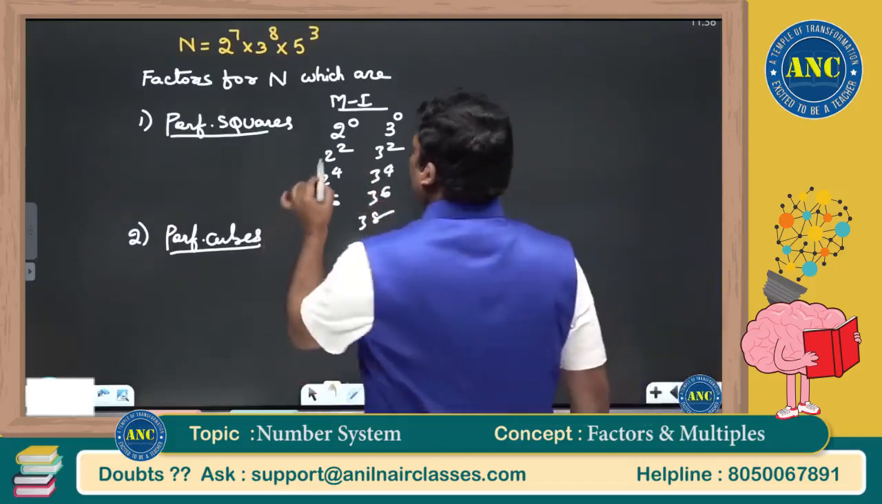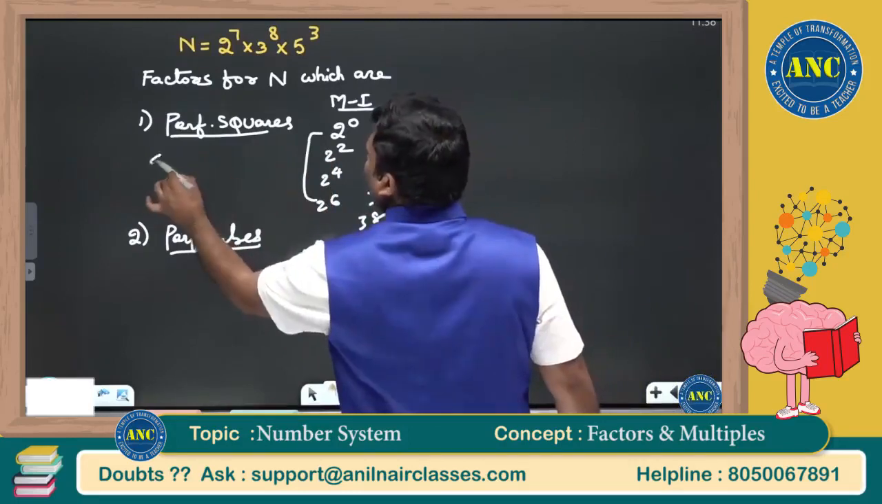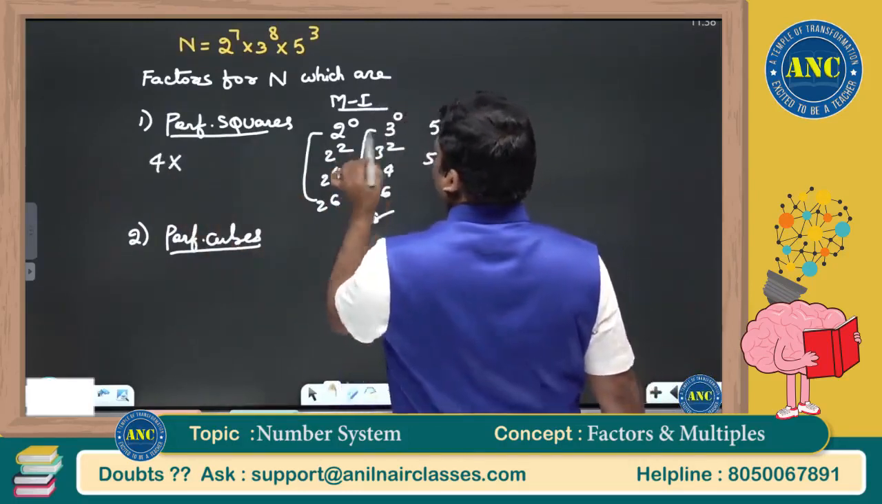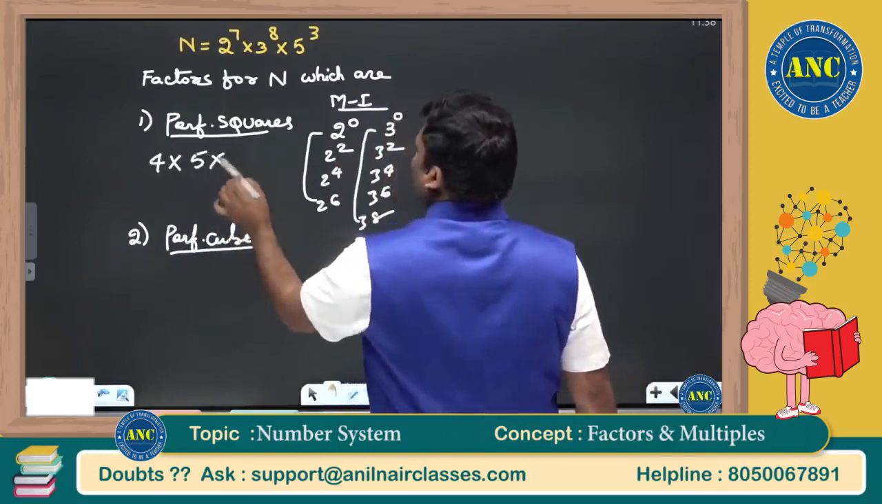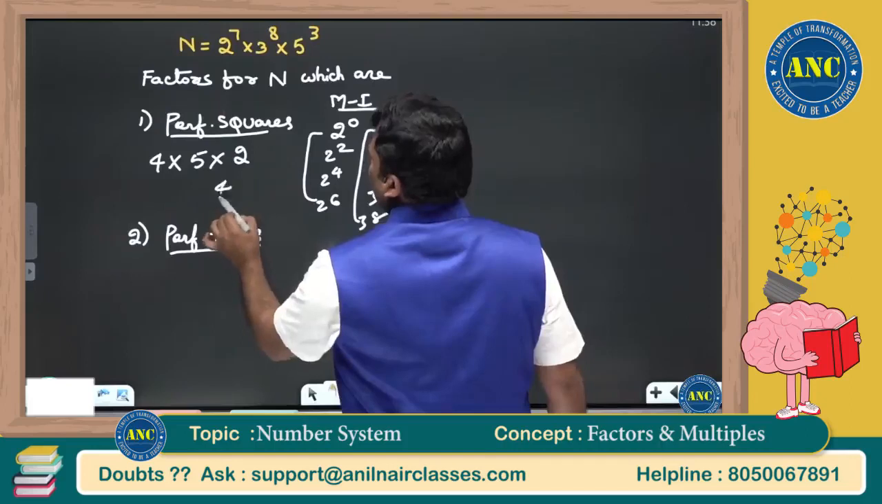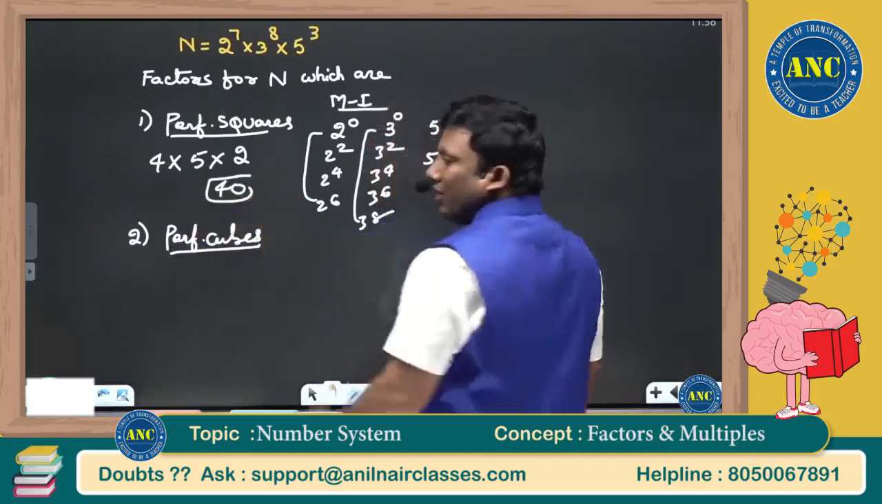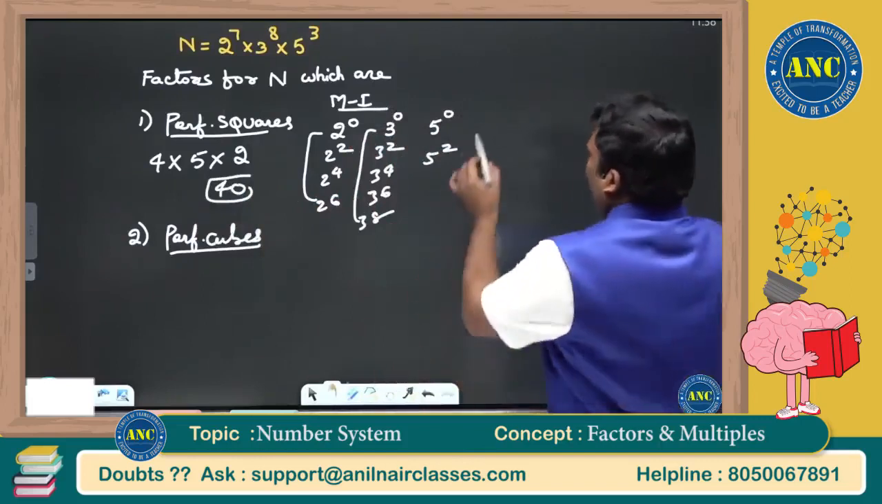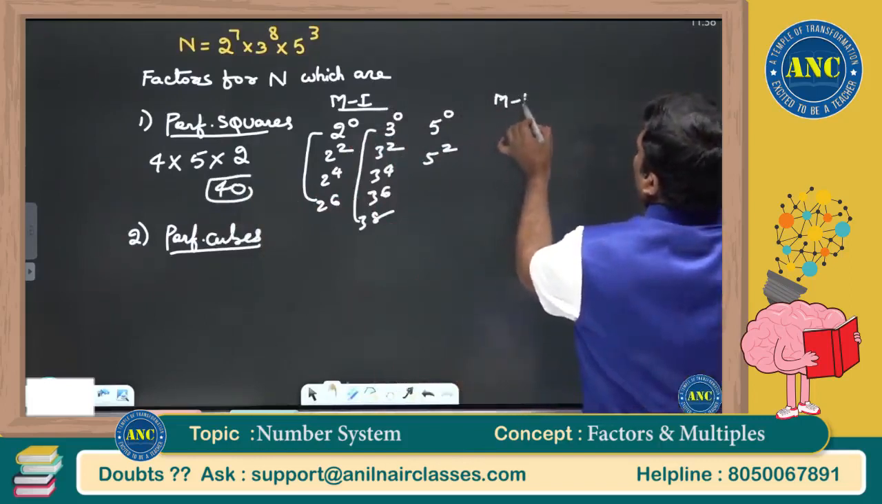So totally how many combinations did I get? 4 combinations for power of 2. For power of 3: 1, 2, 3, 4, 5, so 5 combinations. 2 combinations for power of 5. 4 into 5 into 2 is 40. Instead of writing like this, we will optimize it.